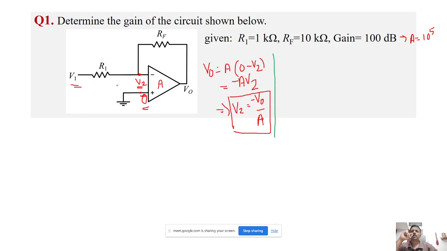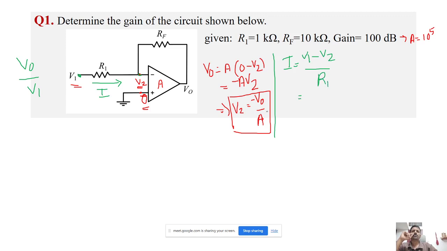Now what we require is V0 by V1, right? So we'll see what is the relation between V1 and V2 here. The voltage at this point is V1 and the voltage at this point is V2, so the current I through this resistance R1 is I equal to V1 minus V2 by R1.